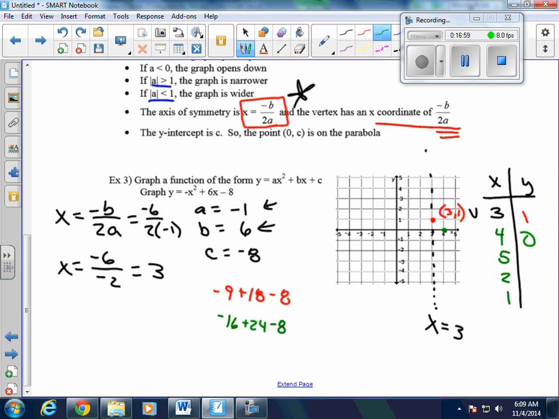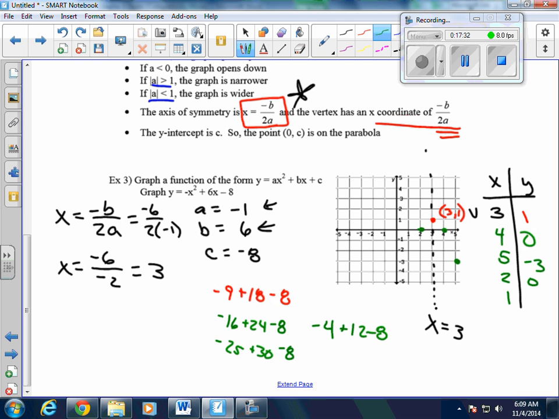Now I'm going to put in 5. That's going to give us negative 25 plus 30 minus 8. That's going to give us negative 3. The other side should be symmetrical. So let's plug those in just to make sure. So if we do that, we're going to get negative 4 plus 12 minus 8. So that's going to give us 0. So that one was good.